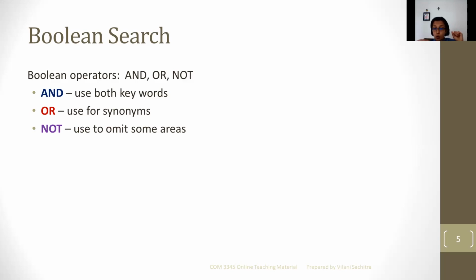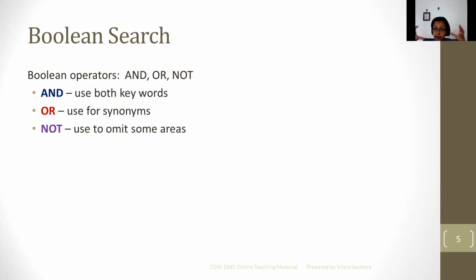And the other term is OR. OR means either we can use this part or we can use that, right? So we say environmental citizenship behavior or environmental behavior. That means environmental citizenship behavior or environmental behavior. Either we can use environmental citizenship behavior or else environmental behavior. That's the thing we can search.